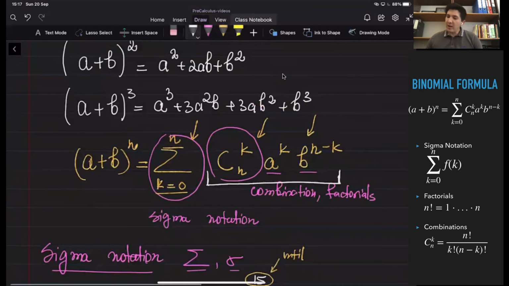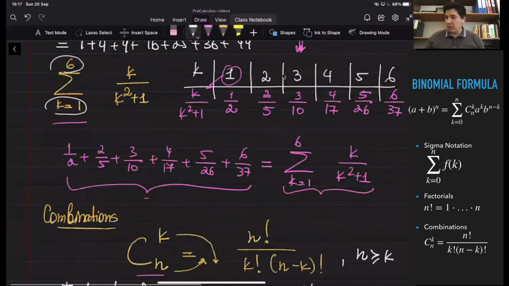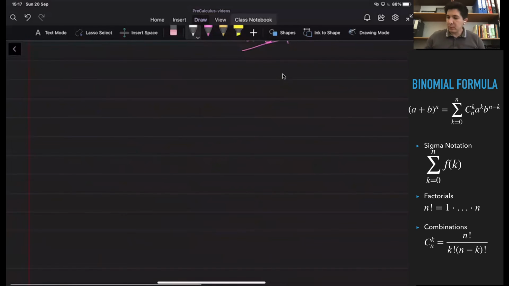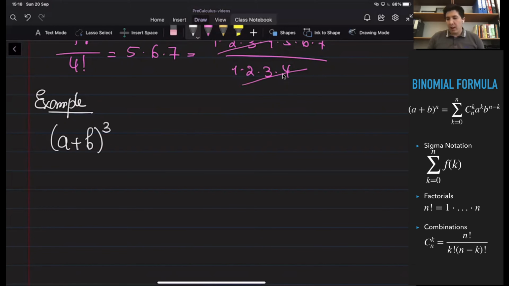So let's try to use the binomial formula, first of all, to expand this term, for example, because we know the answer already. So let's start with an example. The first example is going to be (a + b) cubed, and I'm going to expand this using the binomial formula.